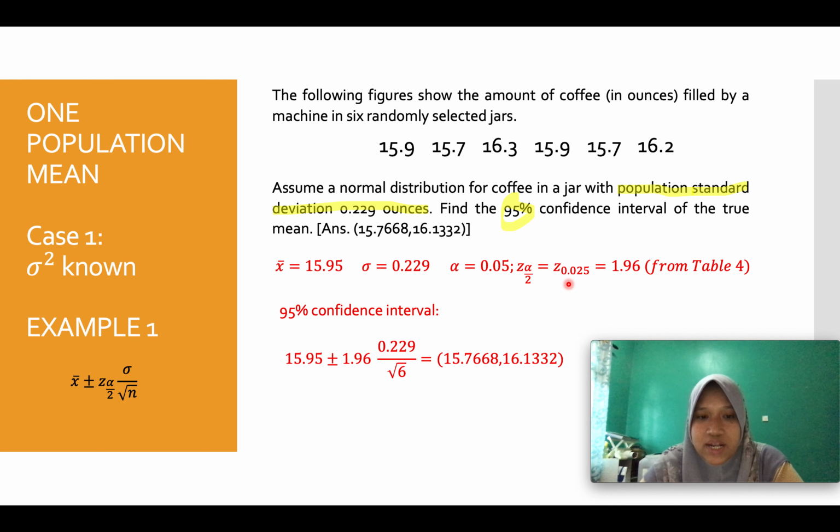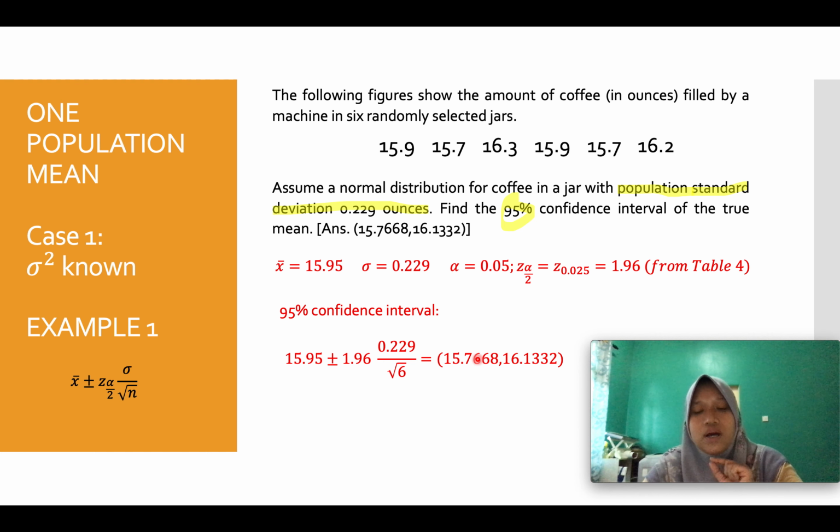Okay, so how to calculate or to construct the 95% confidence interval? So we have already have all this value. So you just substitute into this formula. So X bar 15.95 plus minus 1.96 times sigma 0.229 over square root 6. Okay, so make sure you solve for minus sign first and then baru plus sign. Okay, sebab kalau awak buat tambah dahulu, nanti akan dapat upper limit dia lagi besar daripada lower limit.